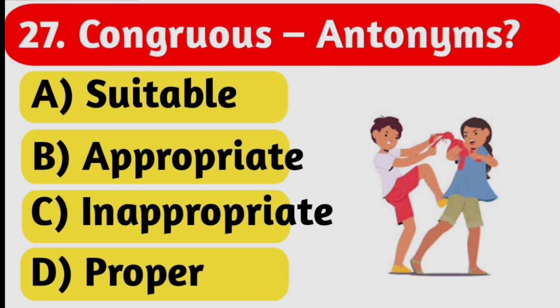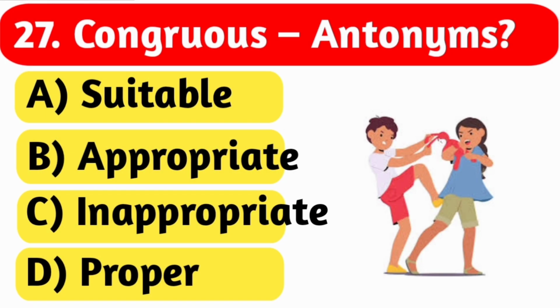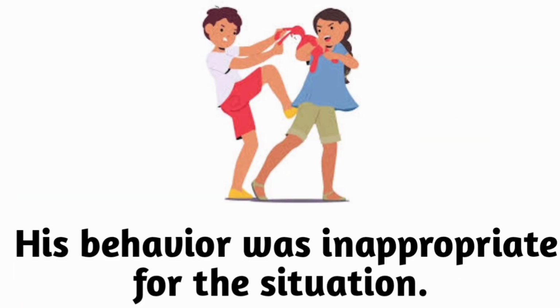Your 27th question is congruous antonyms. Your options are A. Suitable, B. Appropriate, C. Inappropriate, D. Proper. Your correct answer is option C. Inappropriate. His behavior was inappropriate for the situation.